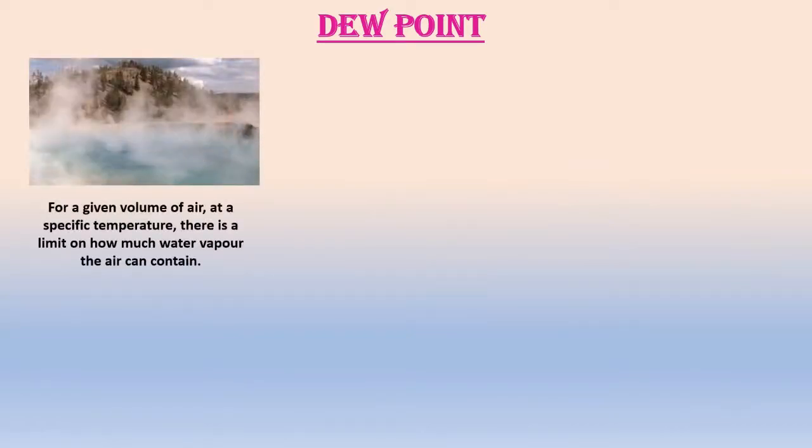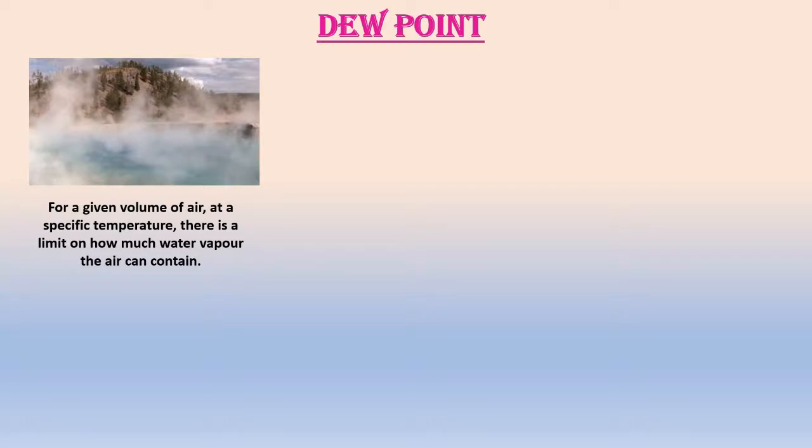Now the third part of this module is the dew point. We will study about dew point. For a given volume of air at a specific temperature, there is a limit on how much water vapor the air can contain. Suppose in a box we have a particular volume of air at a specific temperature. There is a limit on how much water vapor the air can contain.